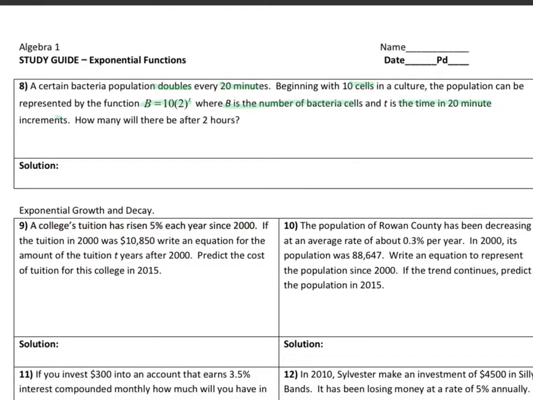So we don't need a specific equation for this one. If you see down here, the problems below specifically say exponential growth and decay. That's your opportunity to use one of those formulas. But this one, you already have a formula given. Let me pull up my pencil real fast. You already have a formula that says B is equal to 10 times 2 raised to the T. So you already have that formula.